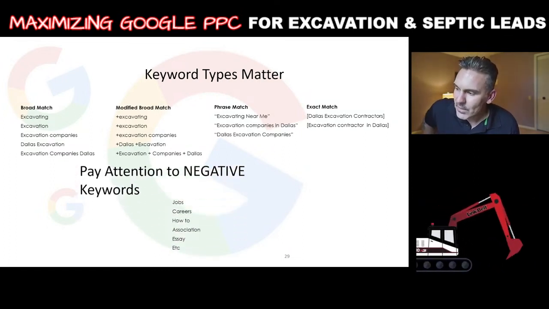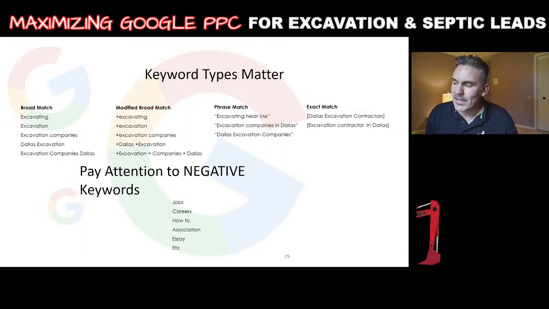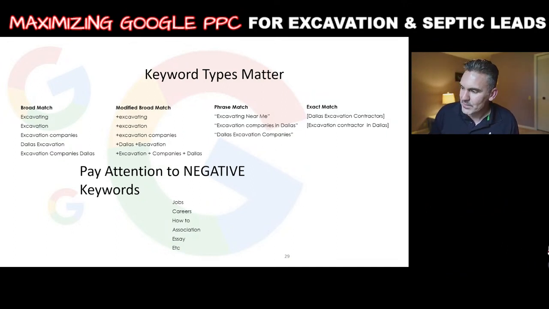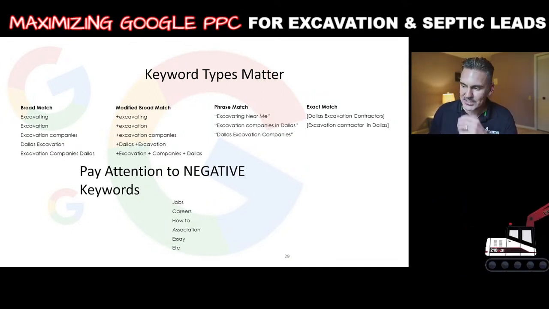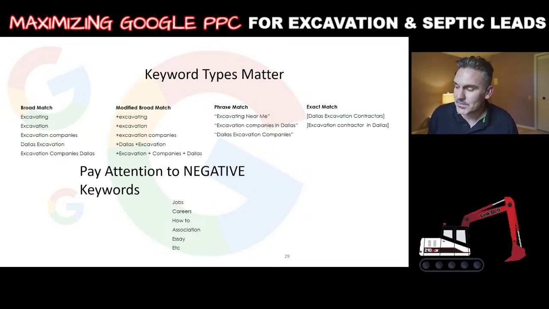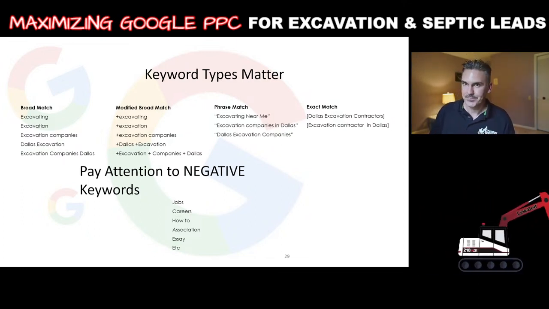And then here's how you prevent your ad from showing where you don't want it to. You can put in negative keywords like jobs, careers, how to, association, essay, etc. And if someone were to type in excavating jobs, your ad would not appear because you've added negative keywords to prevent that from happening.